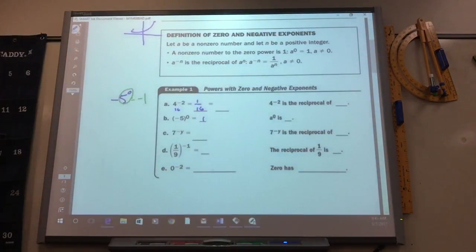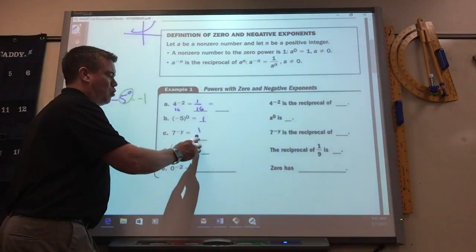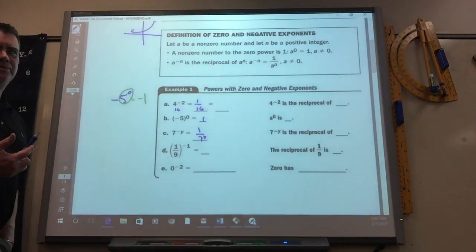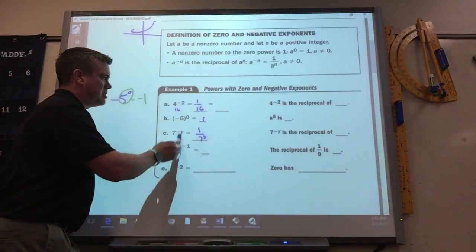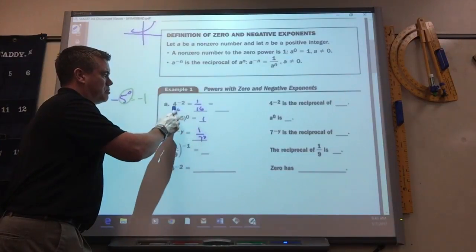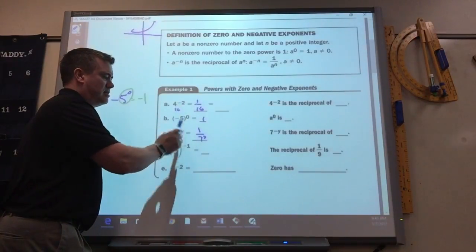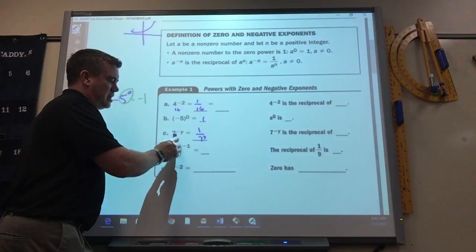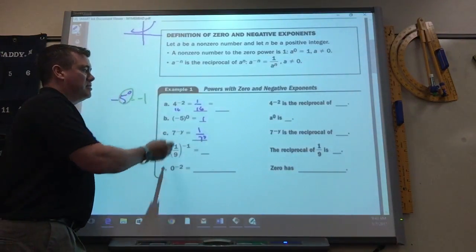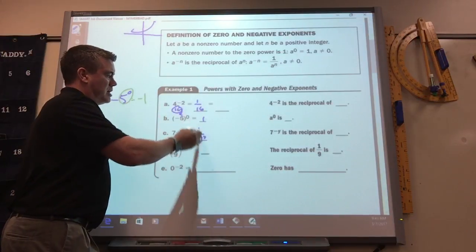7 to the negative y would be 1/7 to the y. See how that works? Because if it's a negative exponent, 4 to the negative second is 1/16 because 4 squared is 16. So all you do is change that to 7 to the y, but then you got to put it on the bottom. So you figure out what that is, put it on the bottom.